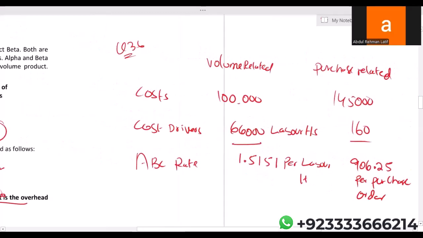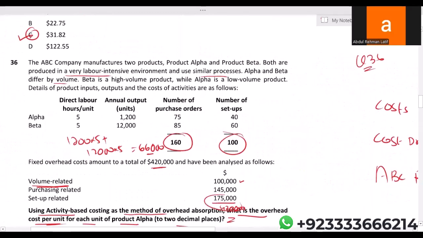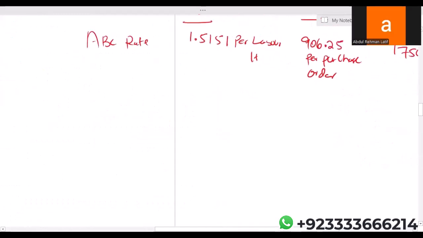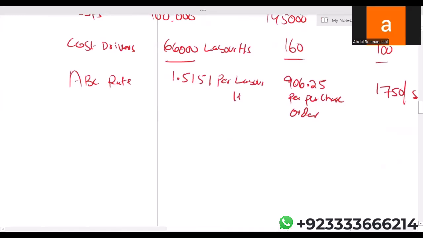Okay. Now when it comes to product alpha, we have to allocate how much of the volume related overheads actually belongs to alpha, and the remaining obviously belongs to beta. So let's calculate product alpha first.